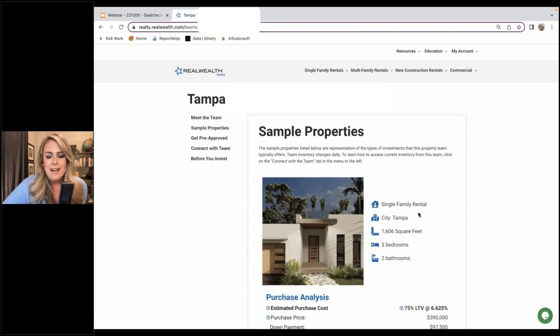Okay, so here we are. I am on the Realty portal. Go to realty.realwealth.com. You can select any market from the gray drop-down bar there. I've selected our Tampa market from the single family rental tab there, and I have clicked on the sample properties tab.